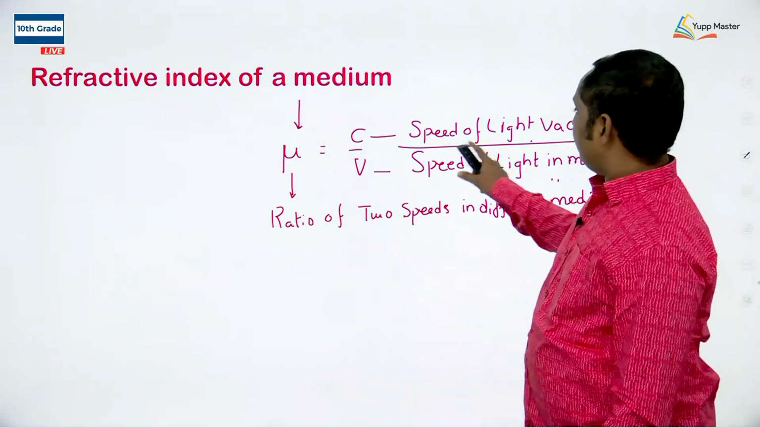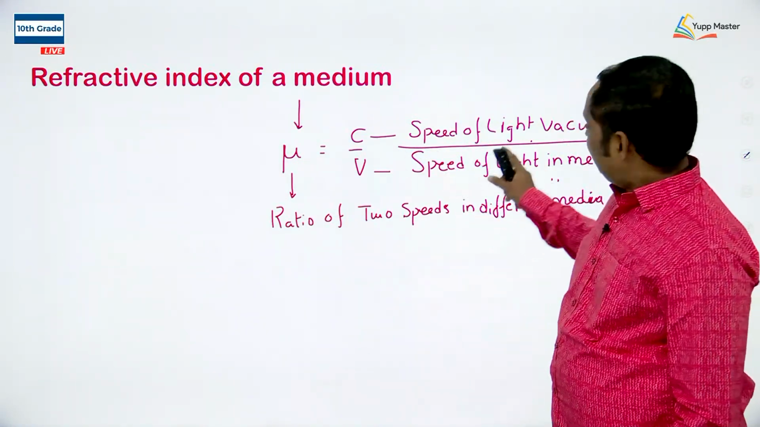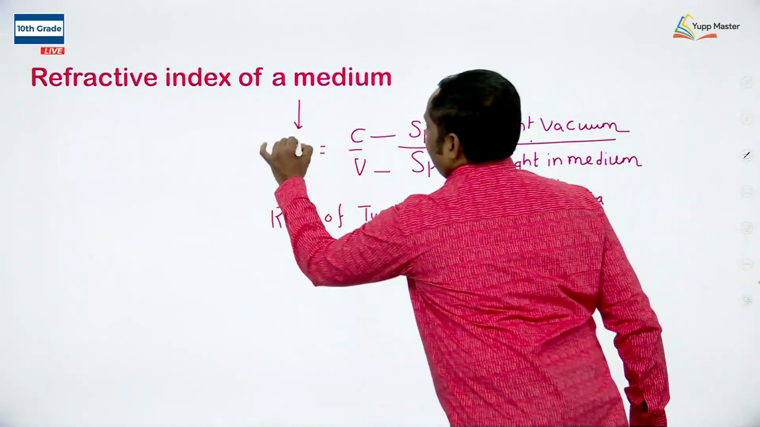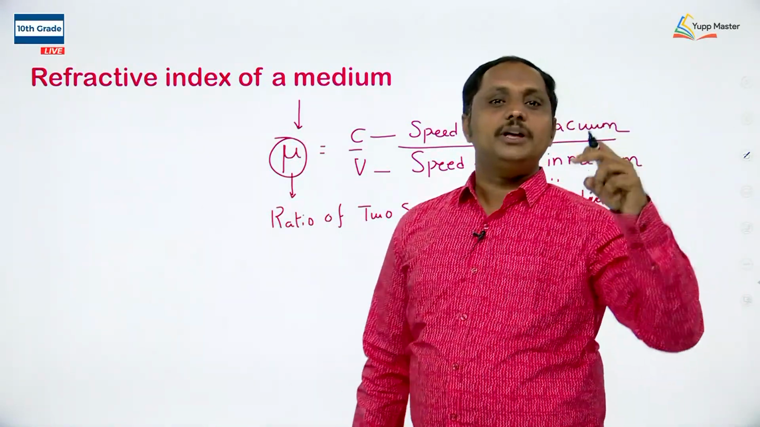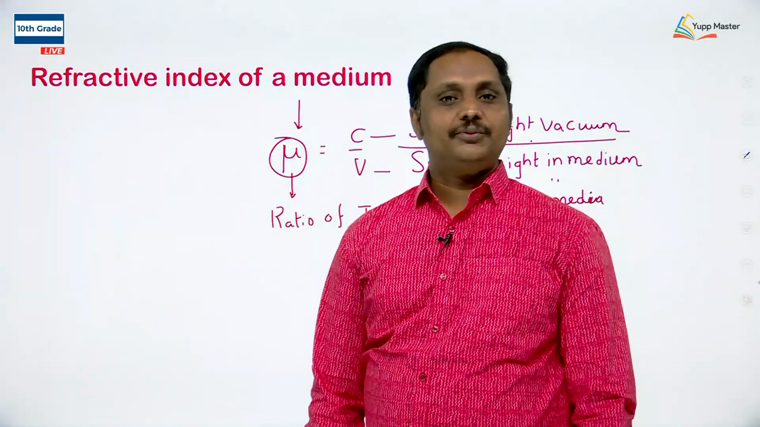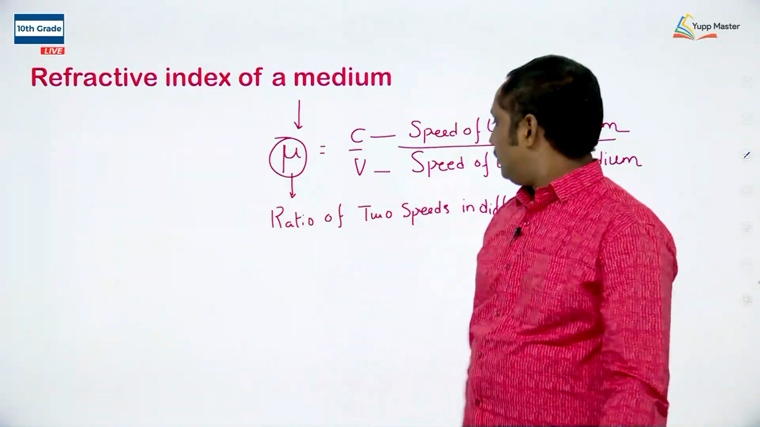Yeah, that is very clear, you have to get this one. So, it does not have the units because of the ratio of the two same parameters.